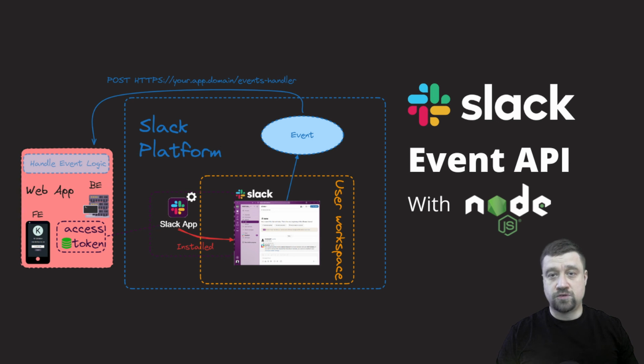As I said before, to use the Slack Events API, your web app must be integrated with Slack. I described how to do this in my previous video, integrating web apps with Slack. I also recommend you watch my video using the Slack API with Node.js, if you haven't done so yet.